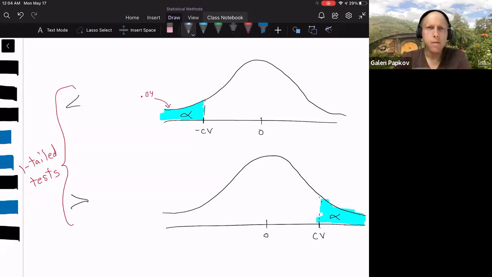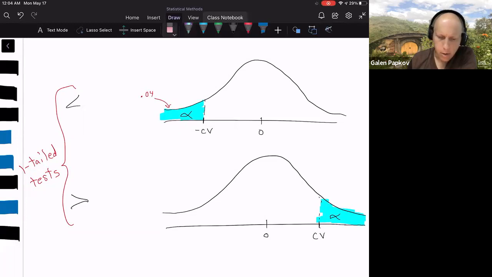And so it requires that little bit of thought. When you are going to the appropriate table, Z or T, depending on if it's a Z or a T test, you're going to want to make sure you know: are you looking for alpha or are you looking for alpha over 2? That's a really important detail. All right, so let's practice this.